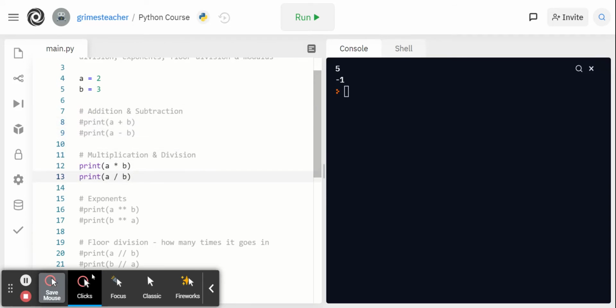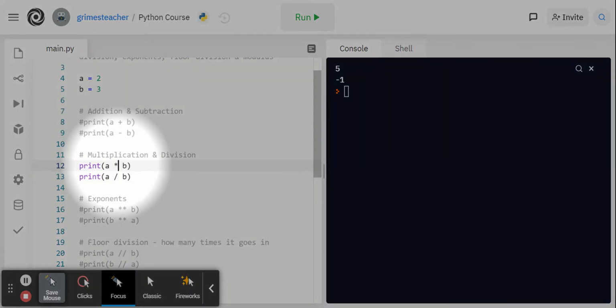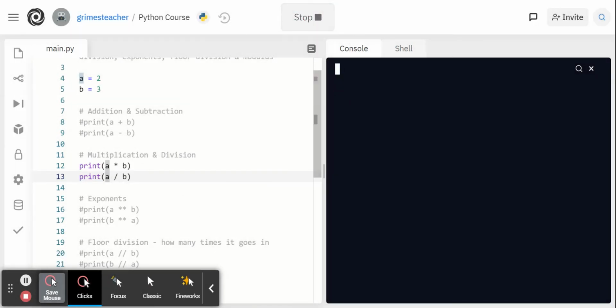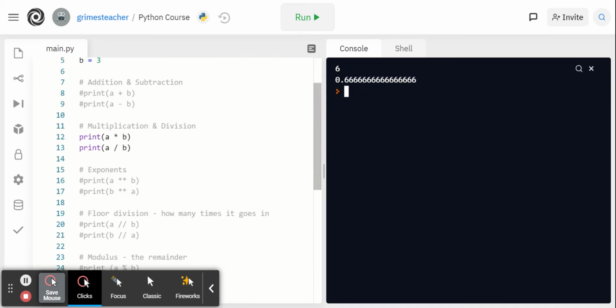So for multiplication and division, the symbol is an asterisk for multiply, and the forward slash for divide. So A times B, A divided by B. Again, fairly straightforward. You should be able to see this yourself. A times B will give you 6, and you'll notice A divided by B, 2 over 3, is 0.66666, or 2 over 3. It obviously stops at a certain point. Won't write it forever. But it's a recurring 6.